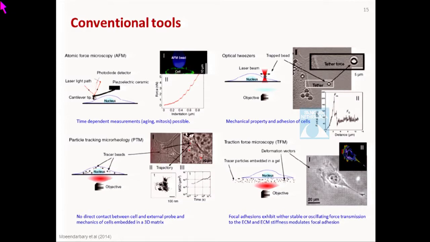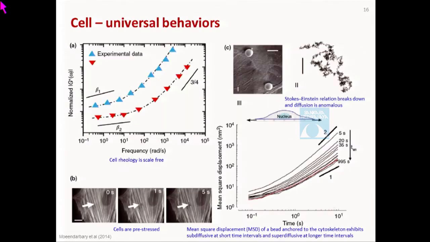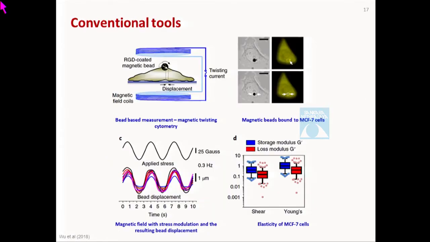Now, in traction force microscopy, the particles that you want to track are actually part of the substrate. And you put the cell. This works fine for adherent cells. The cell would like to move on the surface. When it does, it drags these particles along. And by tracking the position of these particles, you can get information about the stiffness of the cells. We'll come back to this.